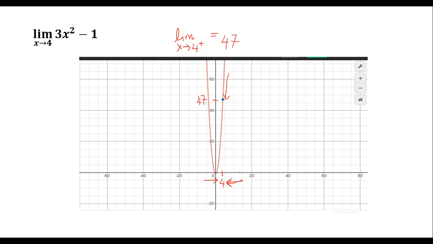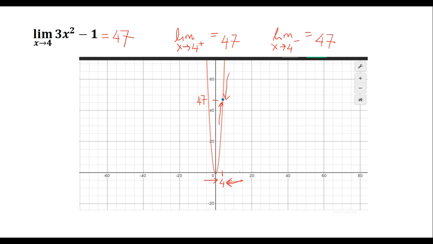Similarly, you have the limit when x goes to 4 from your left hand side. The same thing happens. You move your cursor, and imagine this is your f(x) value, it also goes to 47. So see, the same thing happens. You have your left hand side 47 and your right hand side 47, meaning you can conclude that your limit over here is also equal to 47.